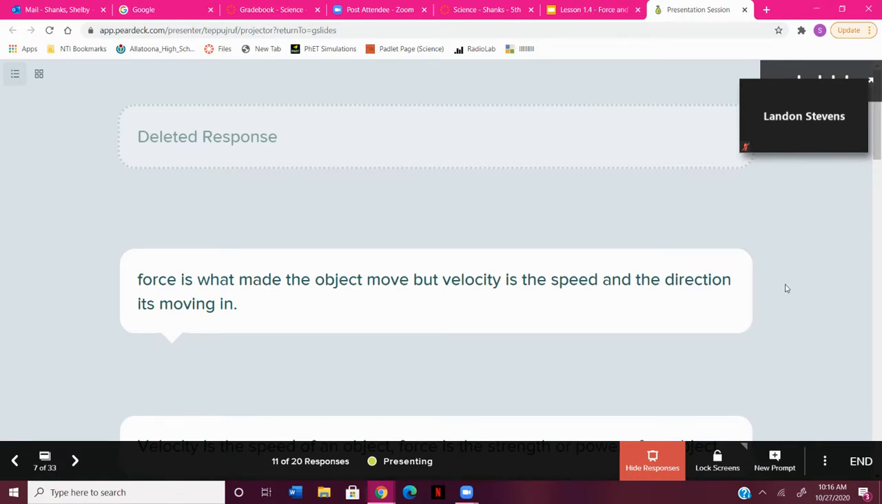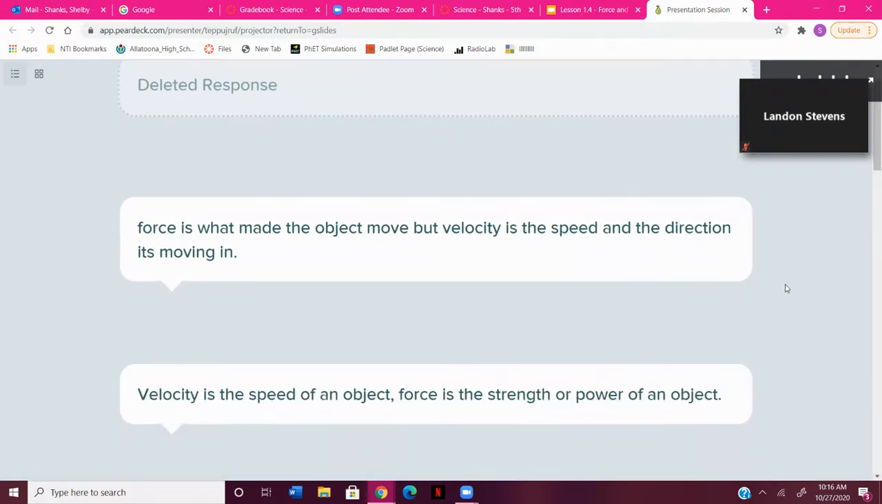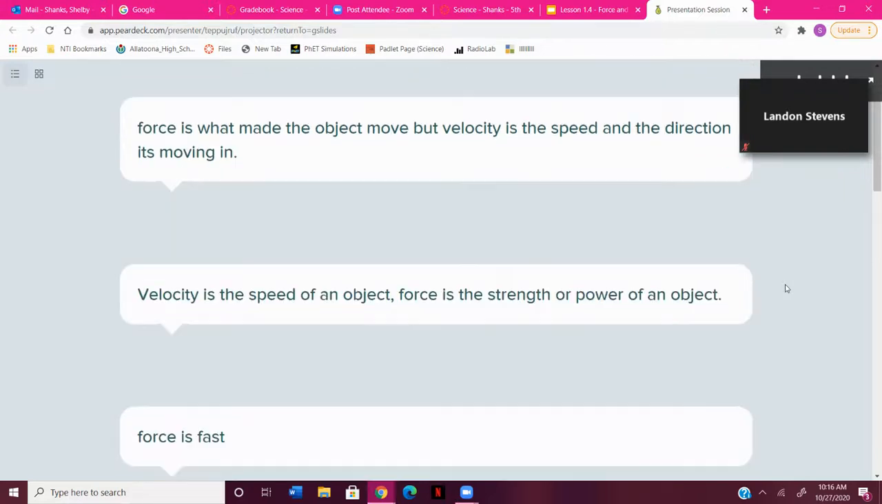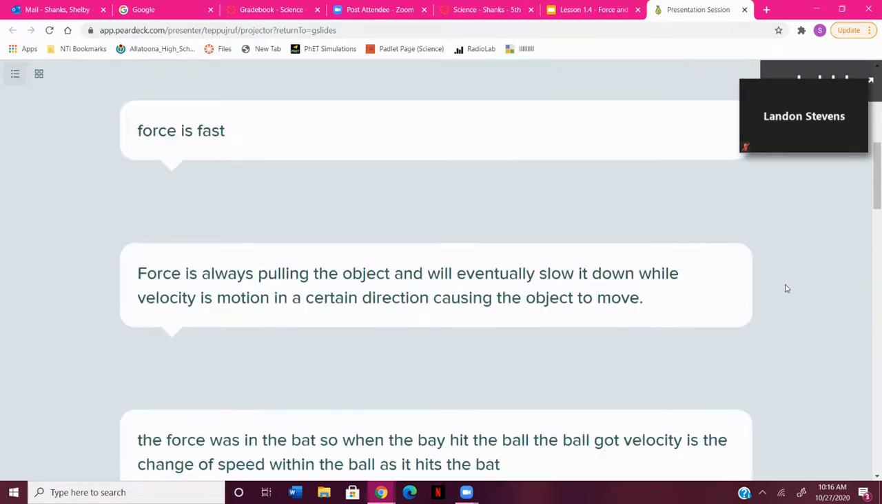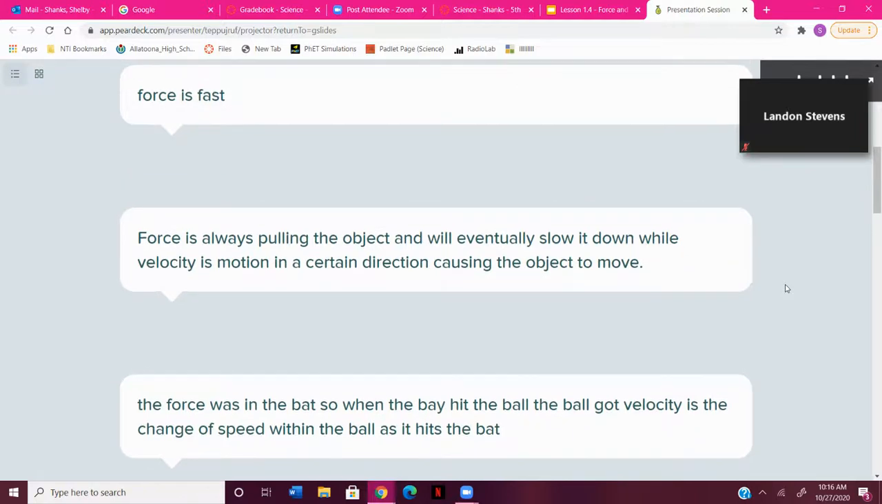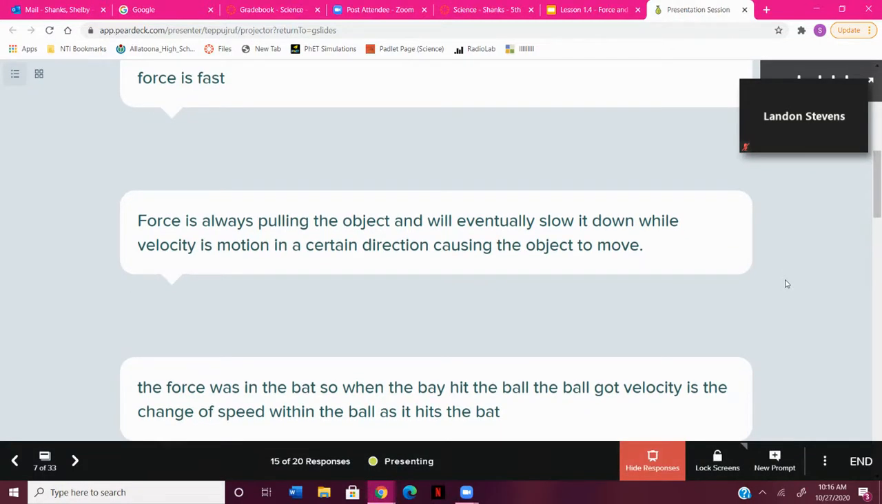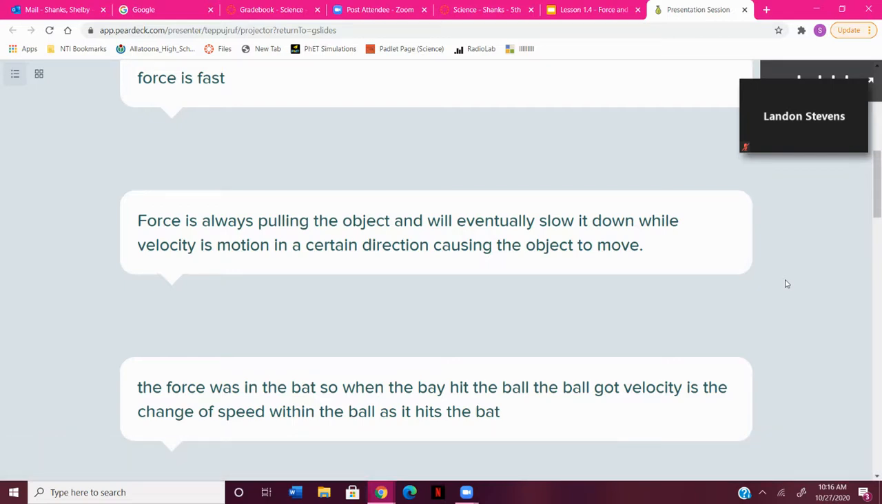Force is what made the object move, but velocity is the speed and the direction it's moving. Velocity is the speed of an object. Force is the strength or power of that object. Force is not always fast. I wouldn't consider a force to be fast or slow, though. Force is always pulling the object and will eventually slow it down, while velocity is motion in a certain direction, causing the object to move.